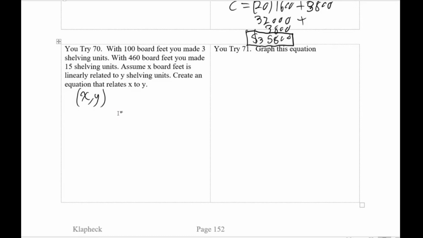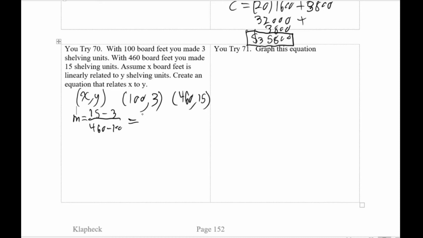We'll use the usual ordering of X being my first coordinate, Y being my second coordinate. If X is board feet, one of the points has an X value of 100 and a Y value of 3, and another point has an X value of 460 with a Y value of 15, Y being shelving units. Given 2 points, we can now easily find an equation for this line. First, we need to find slope. M equals 15 minus 3 in the numerator over 460 minus 100 in the denominator.